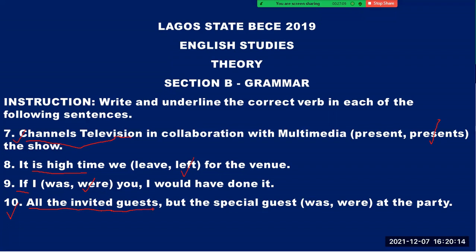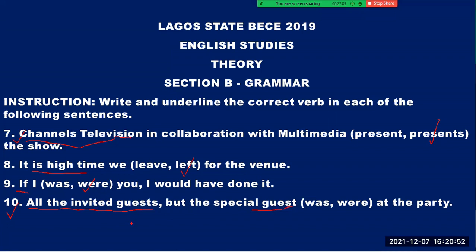So the meaning is this: all the invited guests were at the party, but the special guest was not at the party. All the invited guests, but the special guests were at the party. So you might be confused because we have always talked about the law of proximity, and this is singular and it's closer to the verb. It doesn't work like that all the time. You have to examine the meaning. What is the actual meaning of this construction?